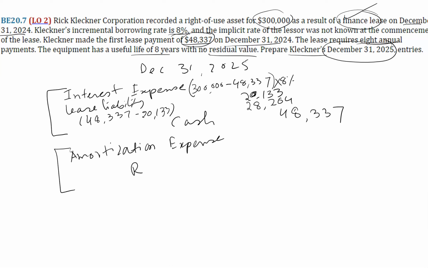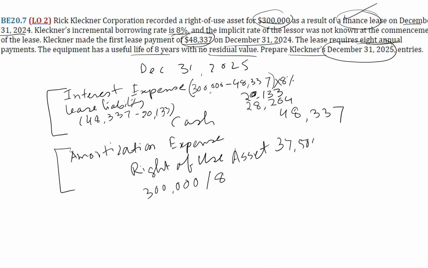So the right of use asset will be credited. You know that at the beginning we recorded this right of use asset at 300,000, and the lease term is also the same, which is 8 years. So if you divide it, every year you will recognize $37,500 as your amortization expense.